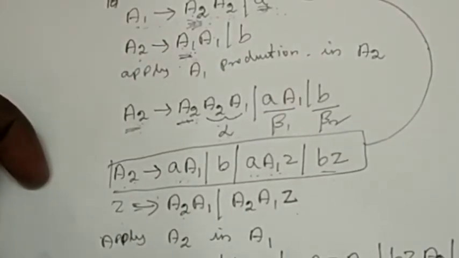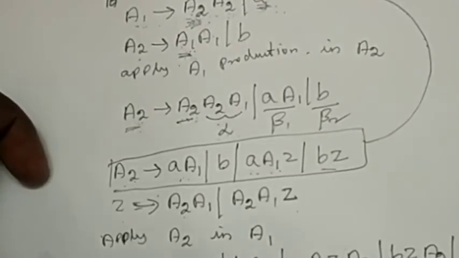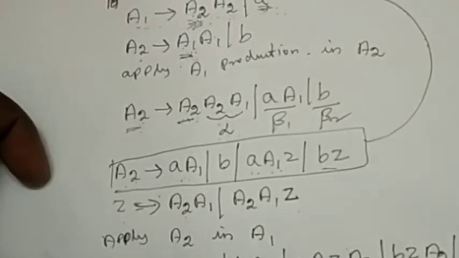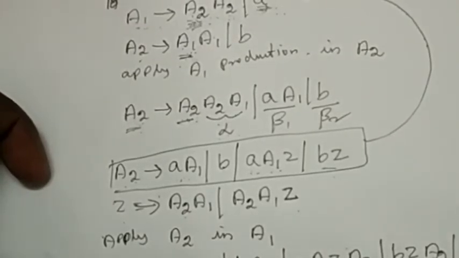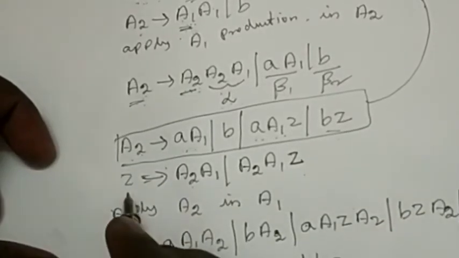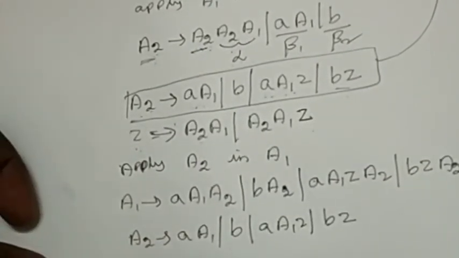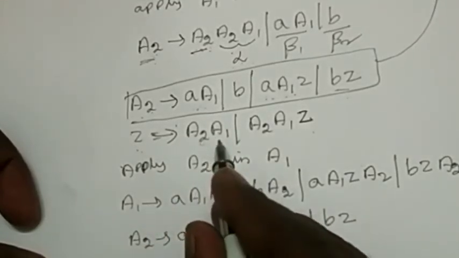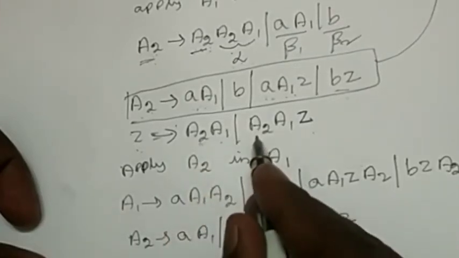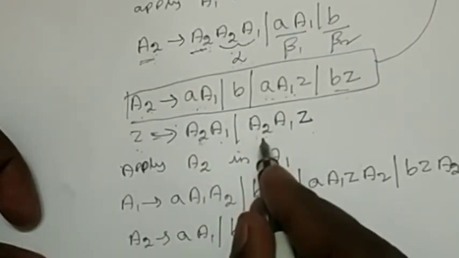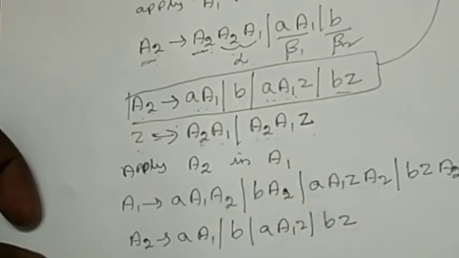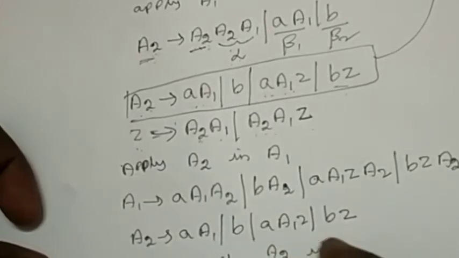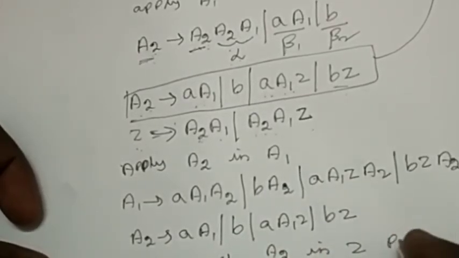Now you come to A2 here. So A2 tends to A1, the actual equation, B A1, and you take up the Z equation. When you take the Z equation, Z has A2 A1. Since it is a non-terminal, it is not accepted, it should start with a terminal, and here also A2 starts with a non-terminal. So this has to be replaced by terminals. Now apply A2 in the Z production.